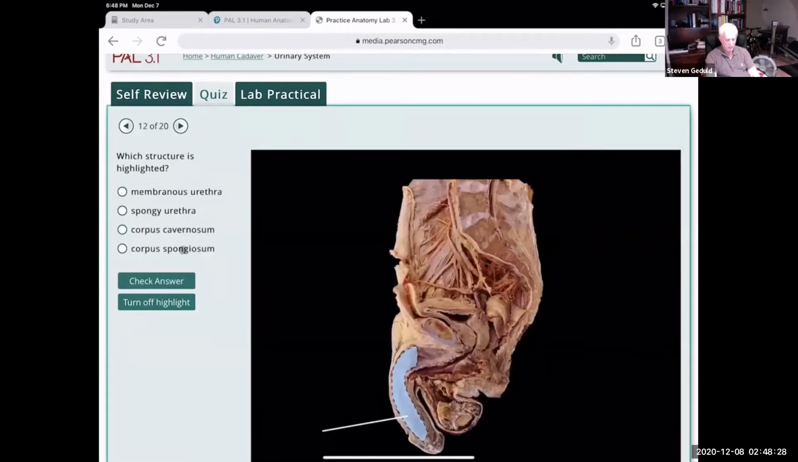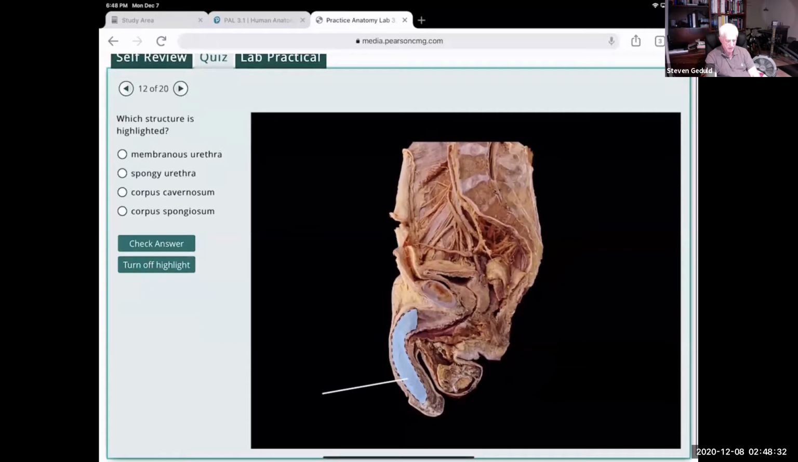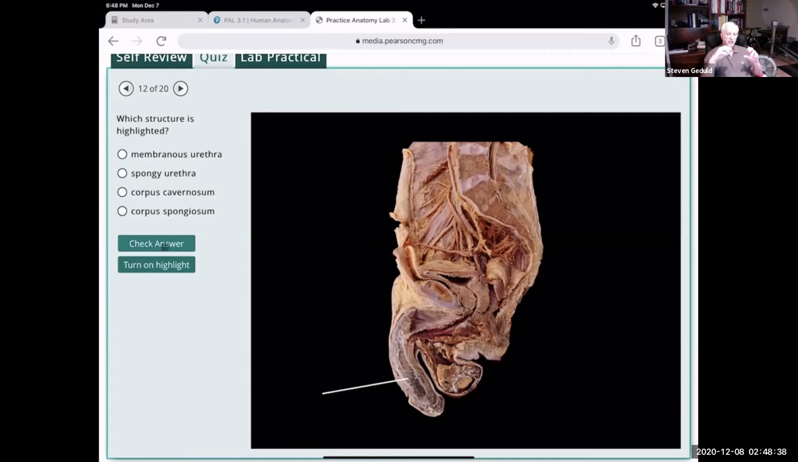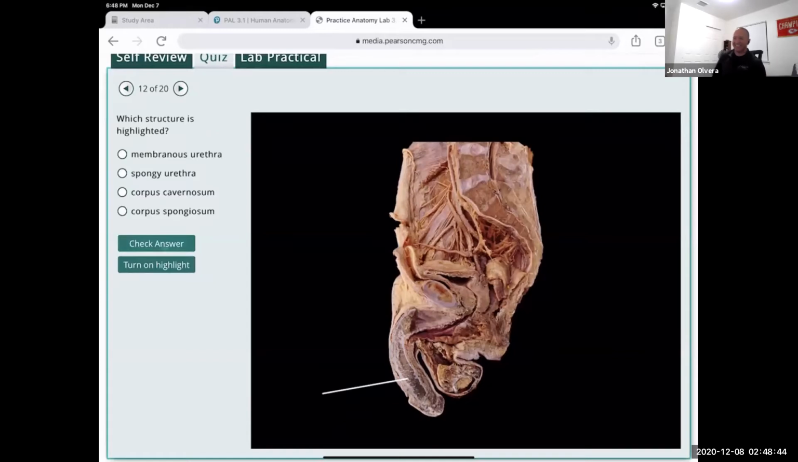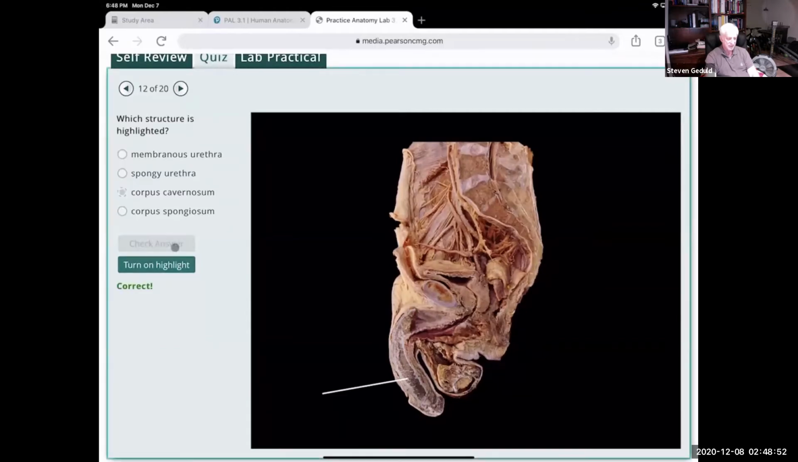Number 12. Again, what structure is highlighted here? This is the, let me turn the highlight. Corpus cavernosum. That's the erectile tissue that engorges with blood and runs on both sides. Okay. So the one that runs on both sides is a corpus cavernosum. Okay.